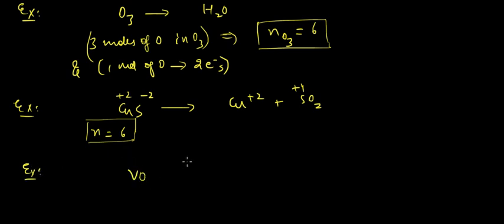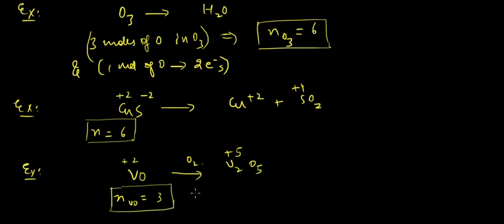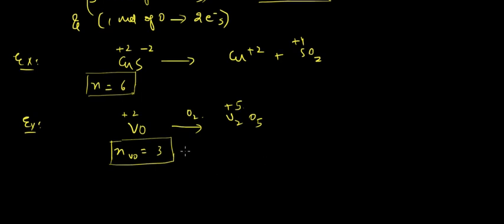Next, let's see a compound VO, vanadium oxide, undergoing oxidation, converting itself into V2O5, where the oxidation state of V goes from +2 to +5. Hence, the n factor of VO would be 3, as the electrons lost by 1 mole of VO or 1 mole of V is 3, and 1 mole of VO contains only 1 mole of V.